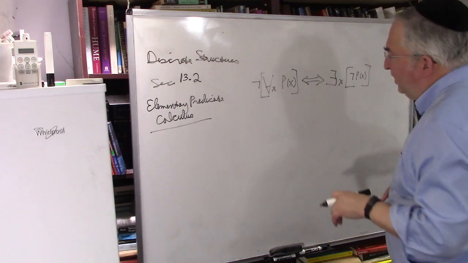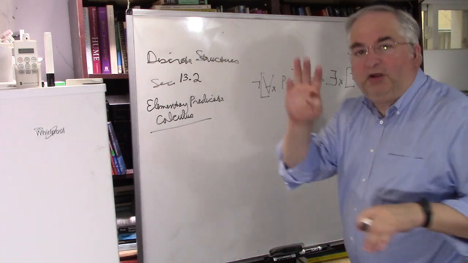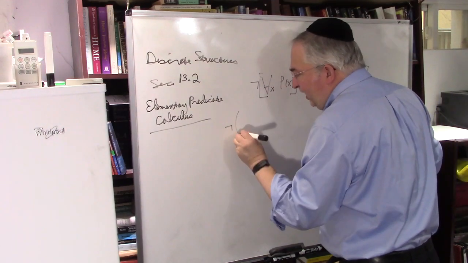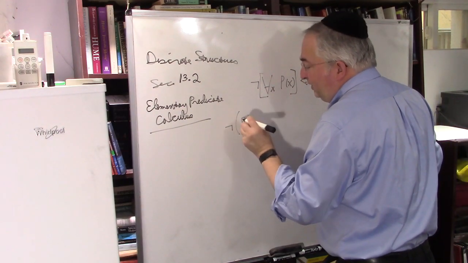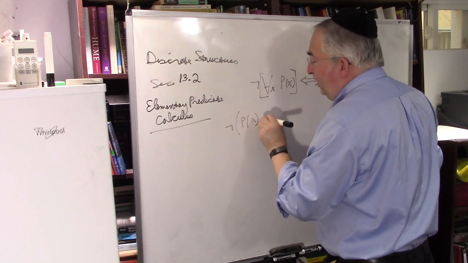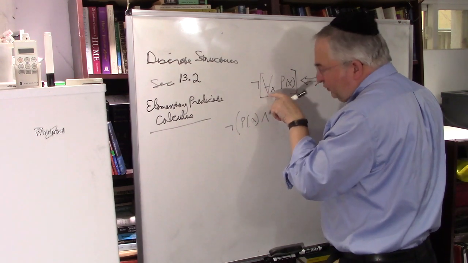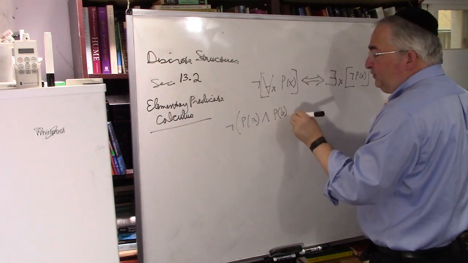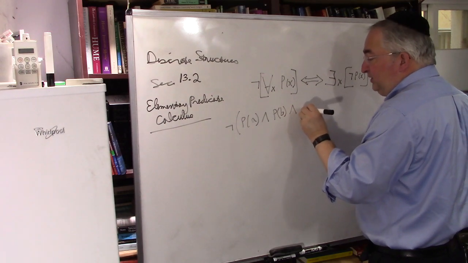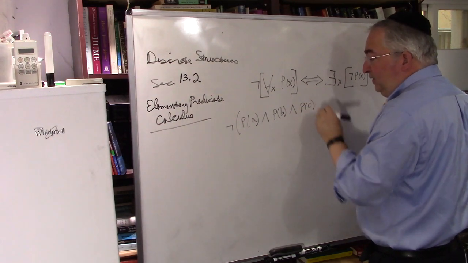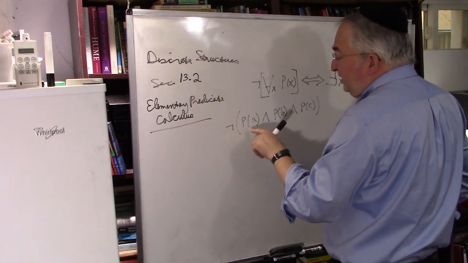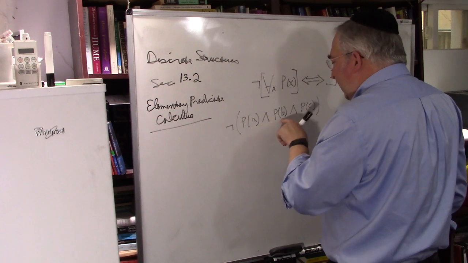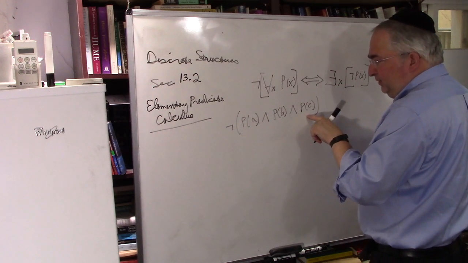Let's see what this says. Let's imagine there are 3 people in the class. Let's say it's false that P of, let's say the first person in the class is A, and universal quantifier, the second person in the class is B, and universal quantifier, the third person in the class is C. So it's false that A is a Democrat, and B is a Democrat, and C is a Democrat.